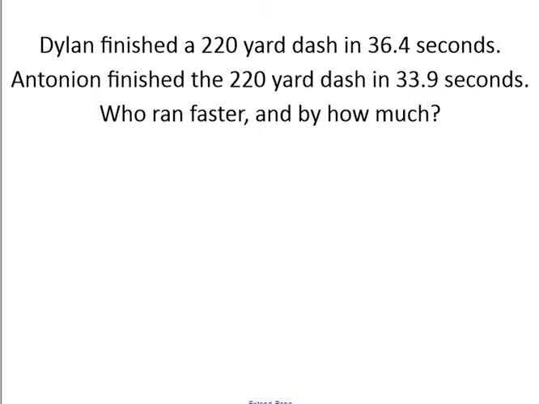All right, Dylan finished a 220-yard dash in 36.4 seconds. Antonian finished the 220-yard dash in 33.9 seconds. Who ran faster and by how much? So I'm going to go ahead and highlight my question. And there's two questions. Who ran faster? By how much? So what is my operation? By how much signals to me subtraction, okay? Because it's asking me a how much more question. So I'm going to go ahead and subtract my two numbers here, or my two decimals.